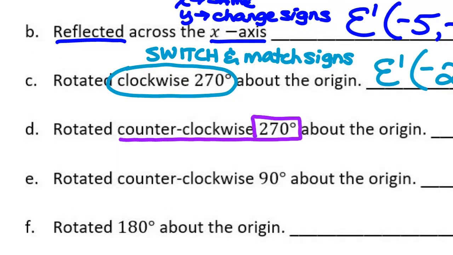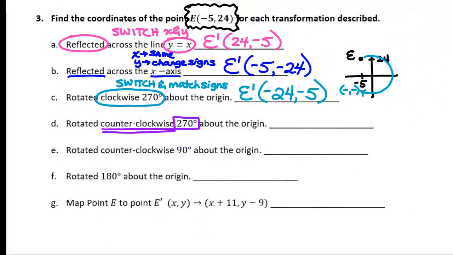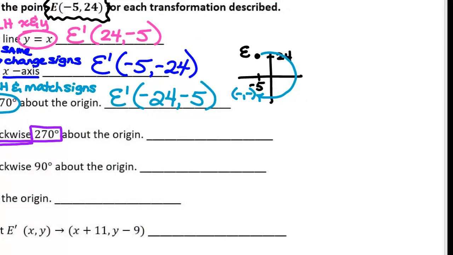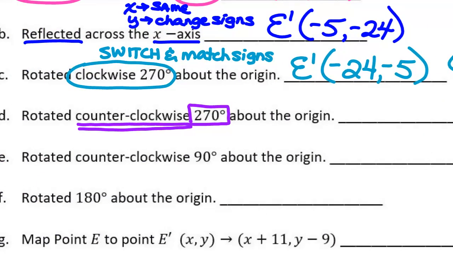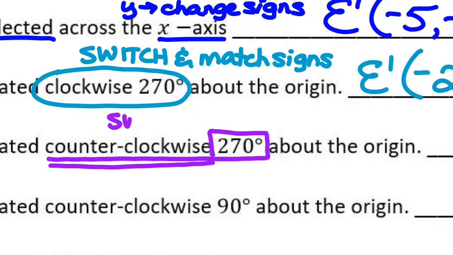What about 270 degrees counterclockwise? I'm going to draw a new picture so I don't have too much going on. We know E is here in the second quadrant. If I go 270 degrees the opposite way, that's going to put me into what quadrant? Quadrant 1. Counterclockwise would spin it here. Tell me about the ordered pairs in quadrant 1. They're all positive. Do I do switching for 270? Yes, so same idea. We're going to switch and match our signs.